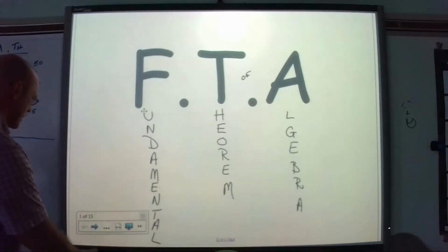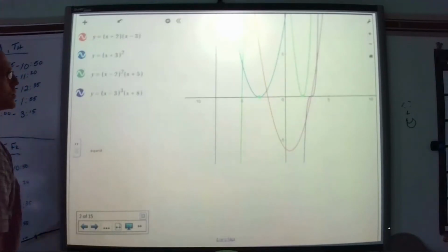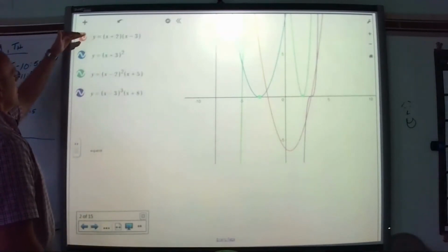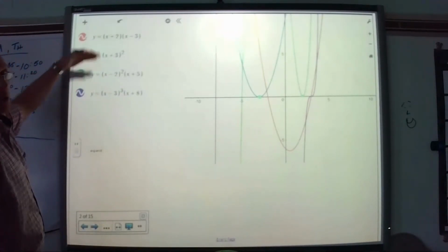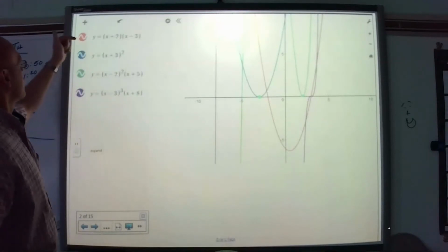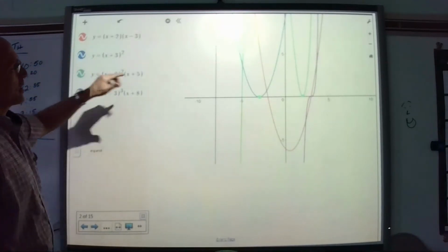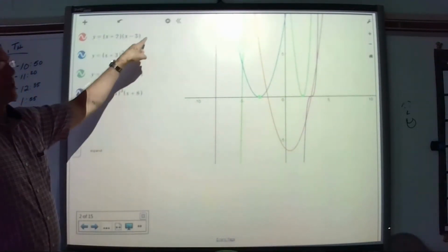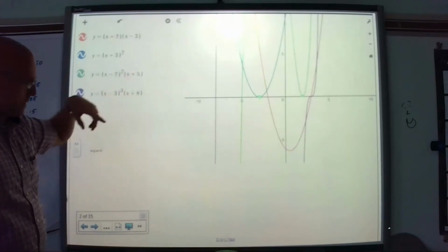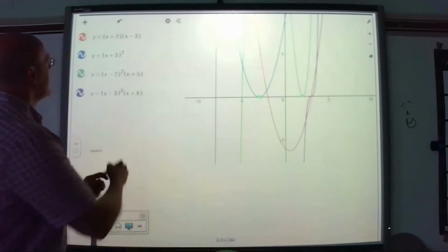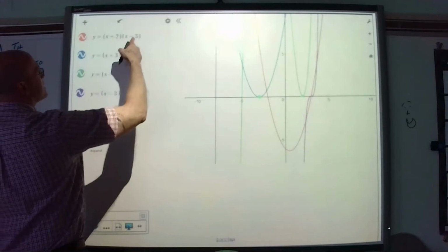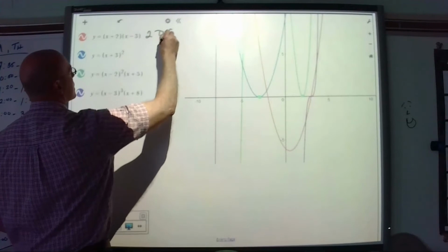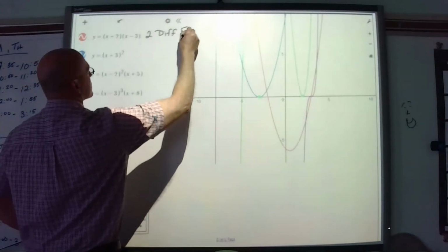So, here we go. What I have here for you is a bunch of graphs. You'll notice over here I've got 4 different equations, functions, and they're color-coded. I've got a red, a blue, a green, and a purple. And over here I've got, of course, the 4 graphs. I want us to go ahead and look at these. So here, when I look at this, I have 2 different factors.